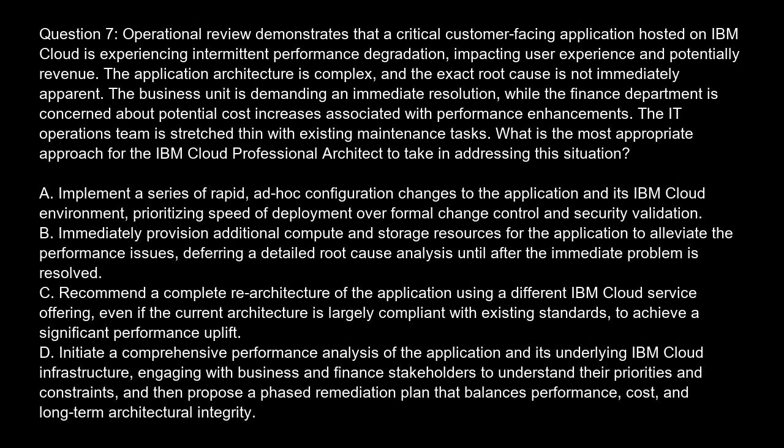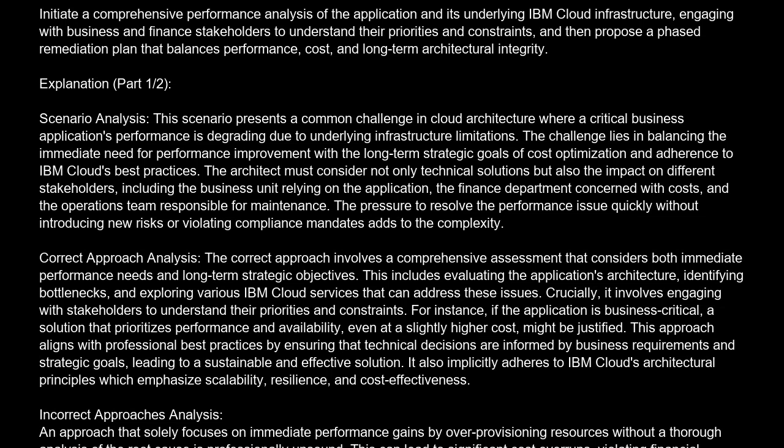Option D. Initiate a comprehensive performance analysis of the application and its underlying IBM Cloud infrastructure, engaging with business and finance stakeholders to understand their priorities and constraints, and then propose a phased remediation plan that balances performance, cost, and long-term architectural integrity. The correct answer is D. Initiate a comprehensive performance analysis of the application and its underlying IBM Cloud infrastructure, engaging with business and finance stakeholders to understand their priorities and constraints, and then propose a phased remediation plan that balances performance, cost, and long-term architectural integrity.